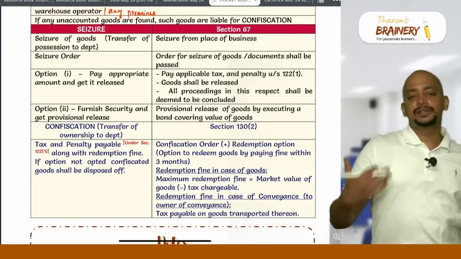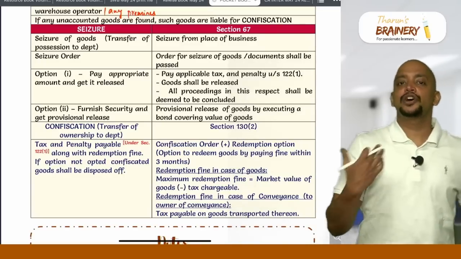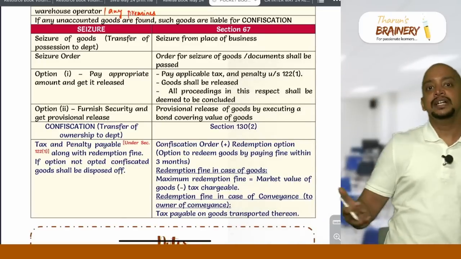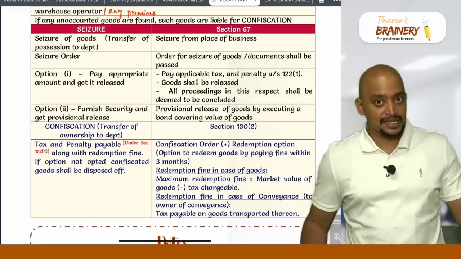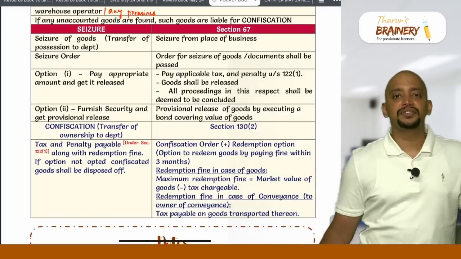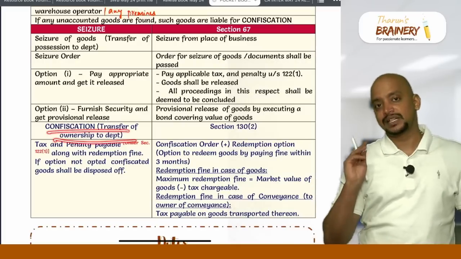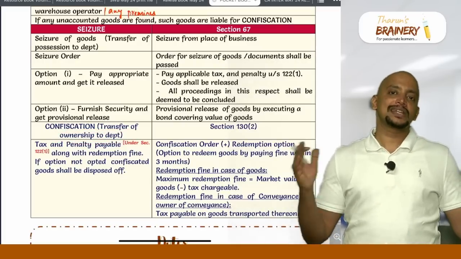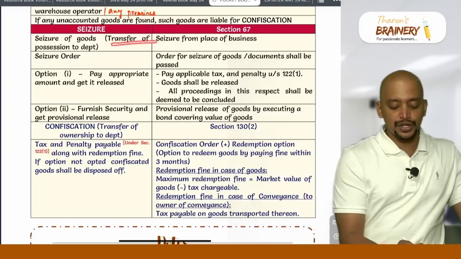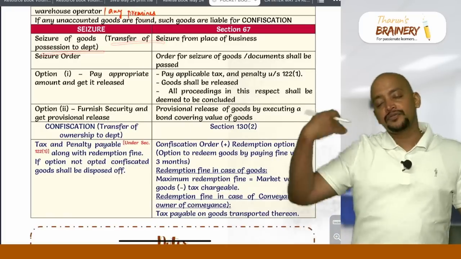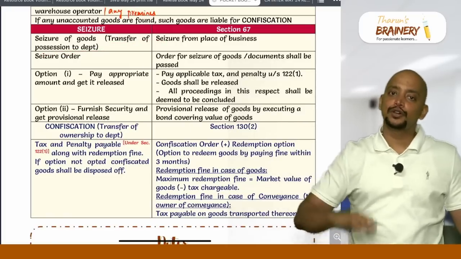Now, suppose the person has not exercised both the options, so he did not pay the tax and penalty or execute the bond, then a confiscation order will be passed. But they have not given the time limit within which the confiscation order will be passed. So a confiscation order will be passed by the department. Whenever the confiscation order is passed, what will happen? So far the possession only is with the department. Now the confiscation order is passed, which means the ownership also will go to the department.